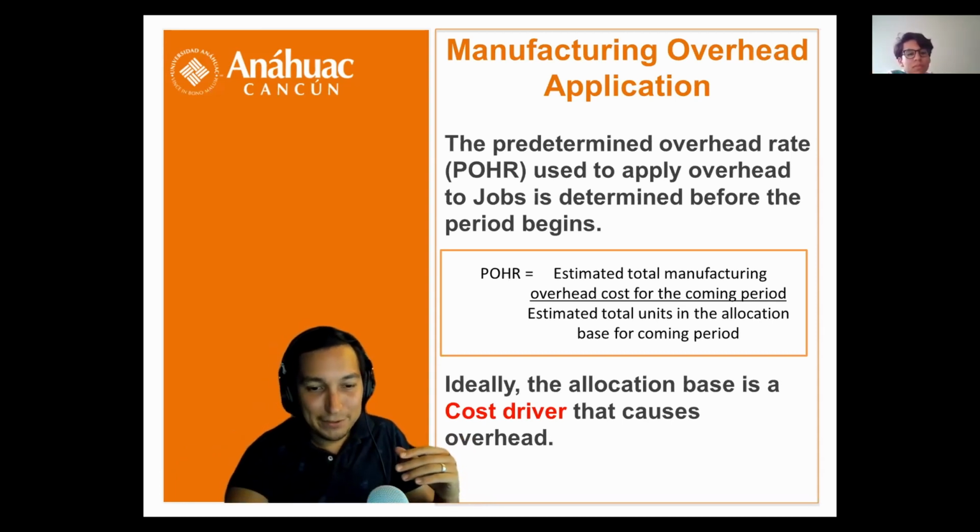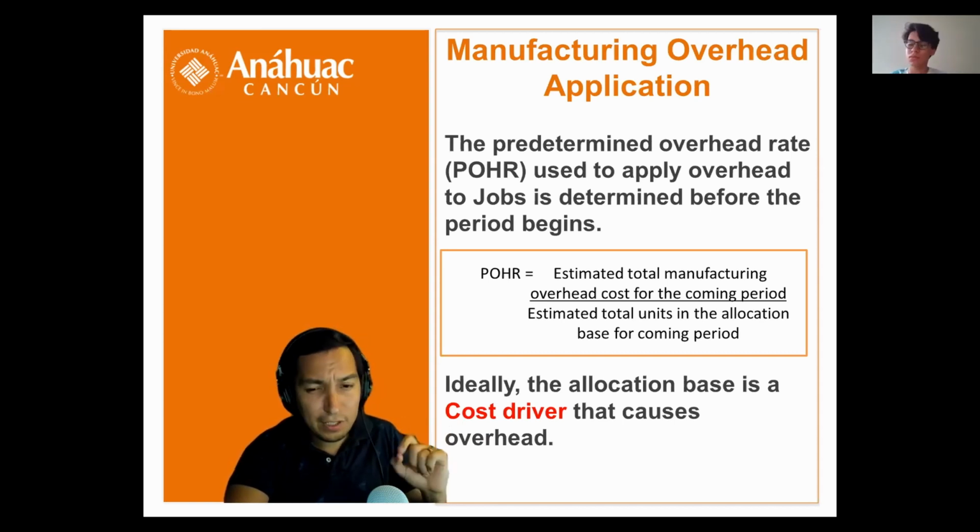Okay, so getting back, we are going to base this on estimates, and that's okay. We have to be okay with that. So the predetermined overhead rate is taking your estimated total manufacturing overhead cost for the coming period, and we're going to divide it by the estimated total units in the allocation base, or the cost driver. That allocation base should be the cost driver, meaning what is causing cost to happen.